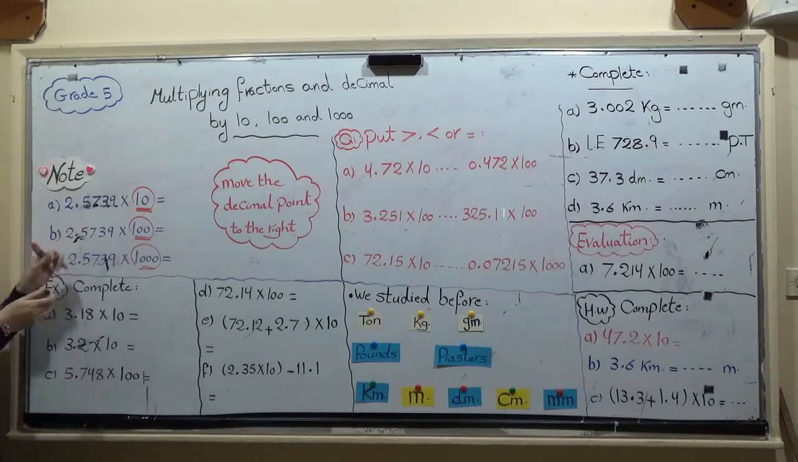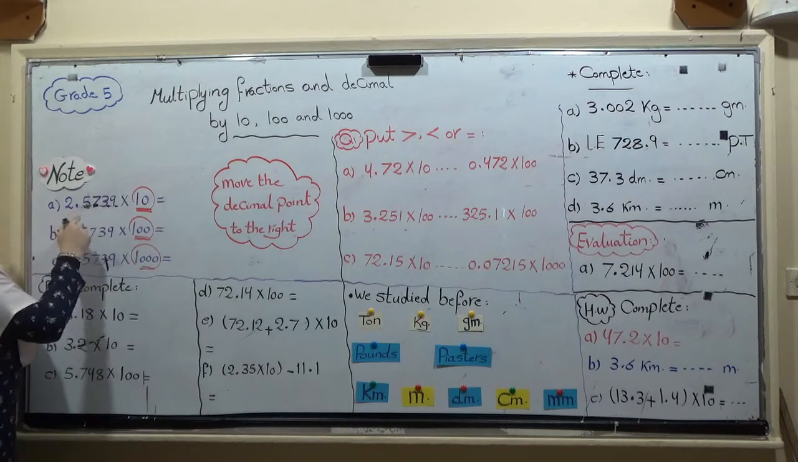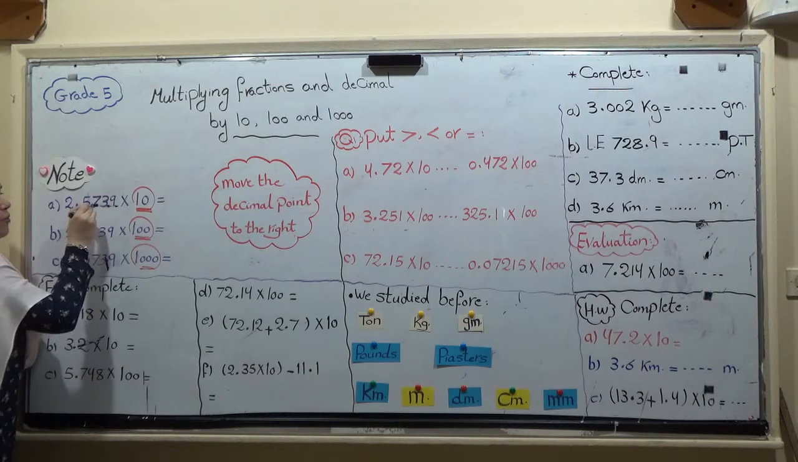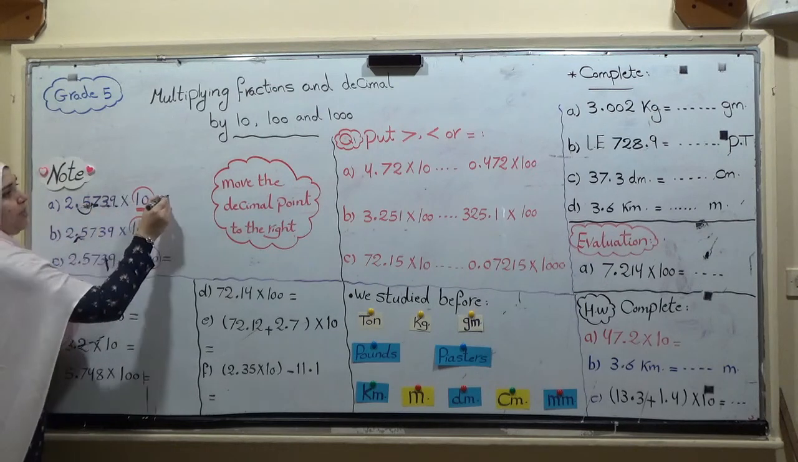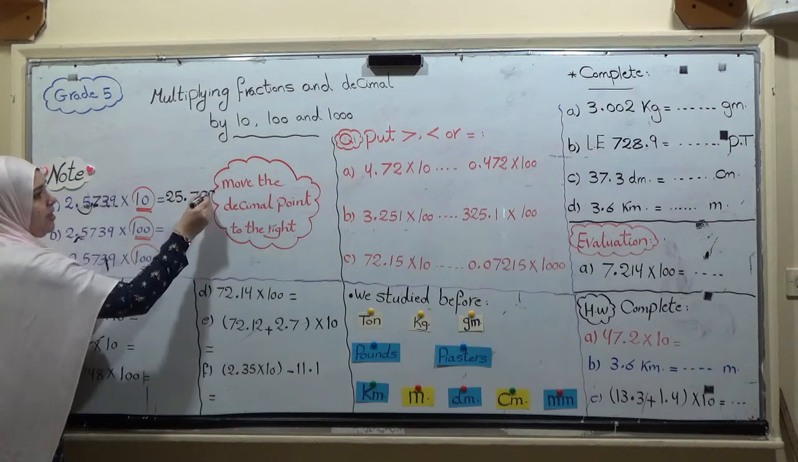In this example, 2.5739 multiplied by 10. What can I do? Move the decimal point one digit to the right. The decimal point is here. Move the decimal point one digit to the right. 25.739.